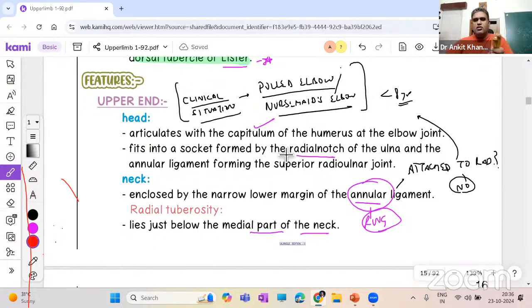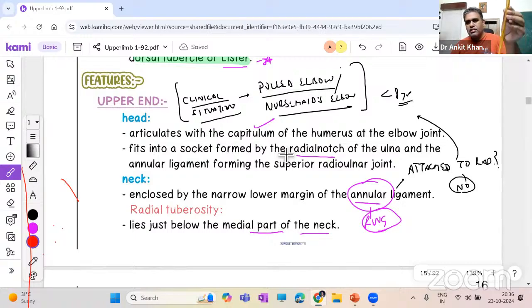Okay. Now, similarly over here, as you have seen that there is a radial notch and the radius is moving like this. Similarly, as you come to the lower end, look at it simultaneously. Look at the upper end of the ulna. It is how huge. It looks so dreaded also, no? There's a big olecranon process. There is a coronoid process.